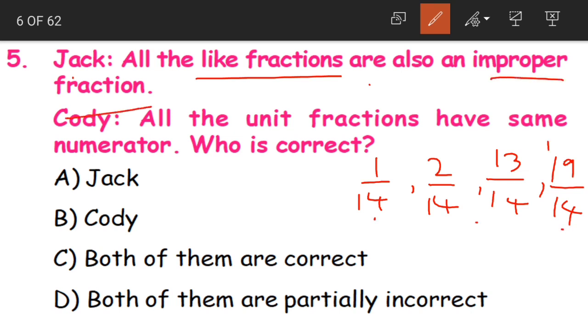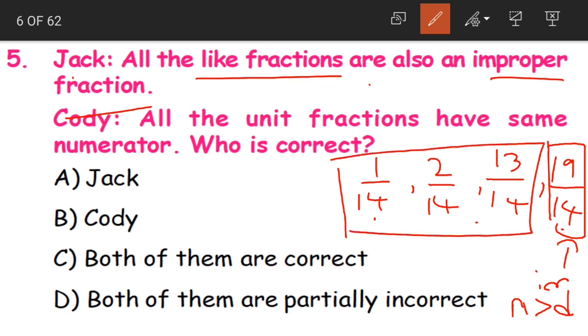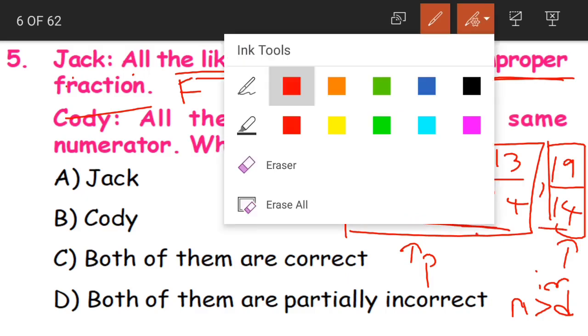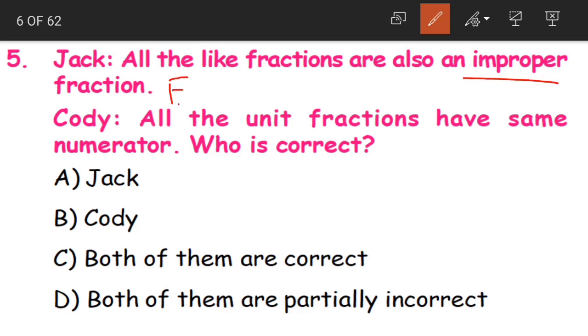Now are all these improper fractions? Only 19 by 14 is an improper fraction, wherein the numerator is greater than the denominator. The remaining 3 fractions are proper fractions. They are like fractions and also proper fractions. So the statement by Jack, that all the like fractions are improper fractions, becomes false. Like fractions can be proper fractions or improper fractions. They are not all improper. So it is false.